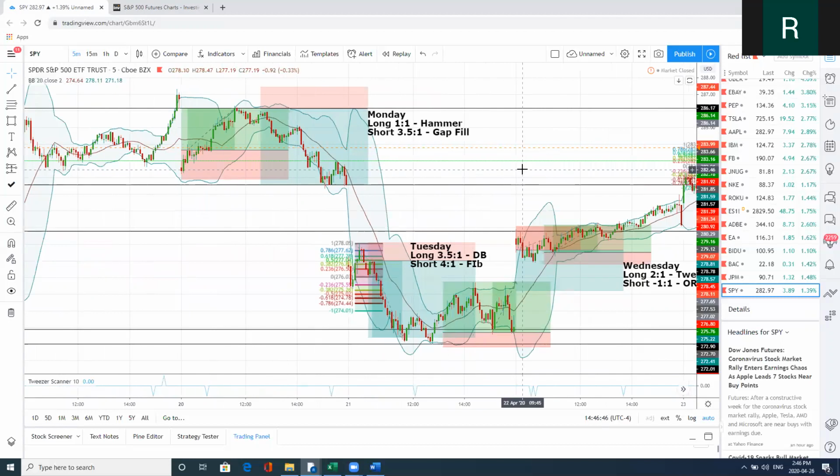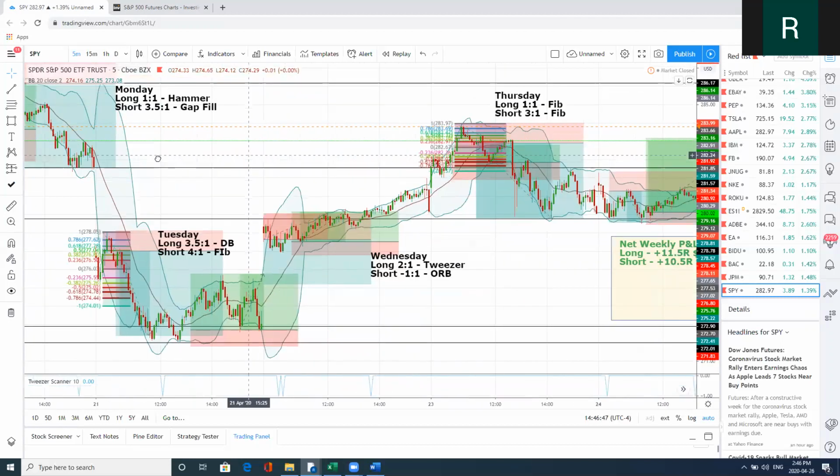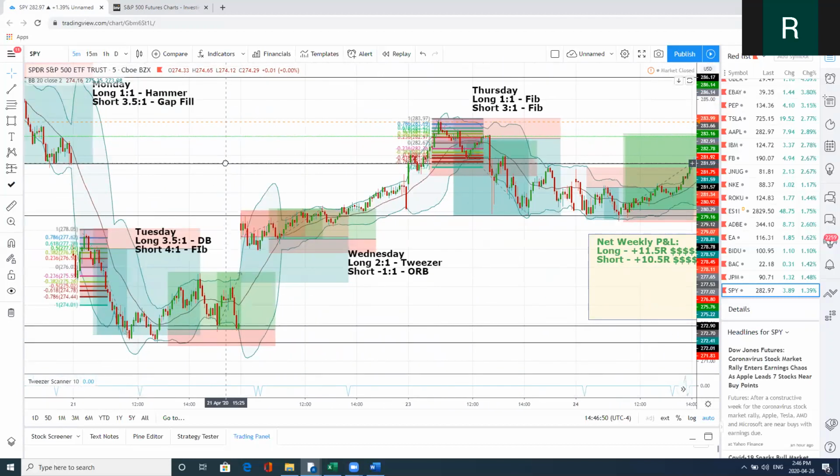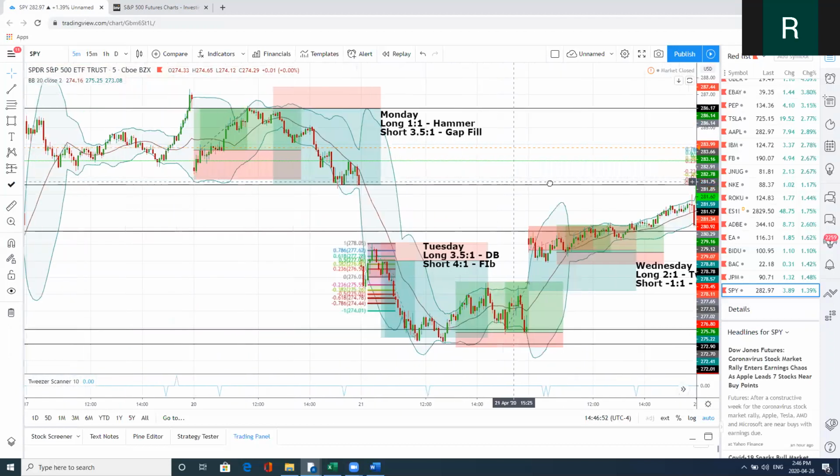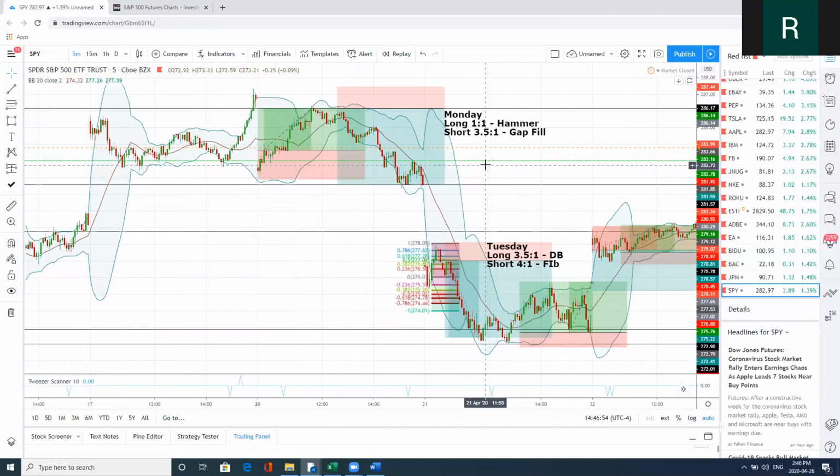So I've mapped out all the best trading opportunities each and every day and looked at what those net P&L look like. And I really want to go through in detail with you guys how to execute them, what the setups are, and how you can maximize that.